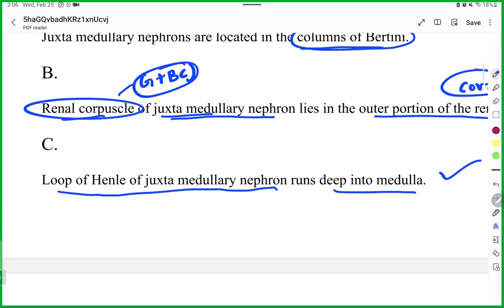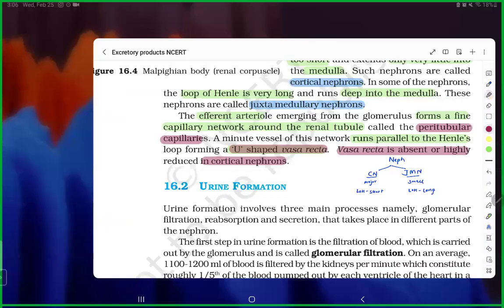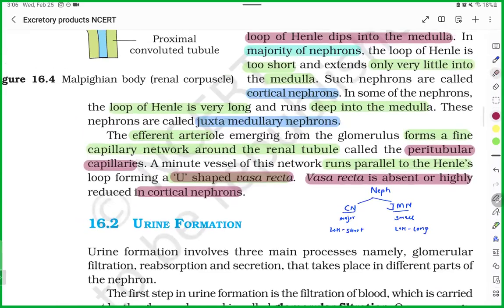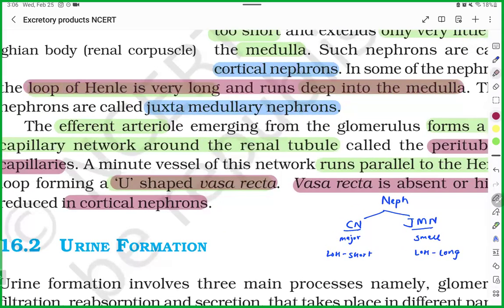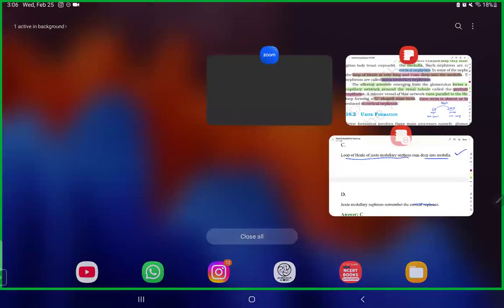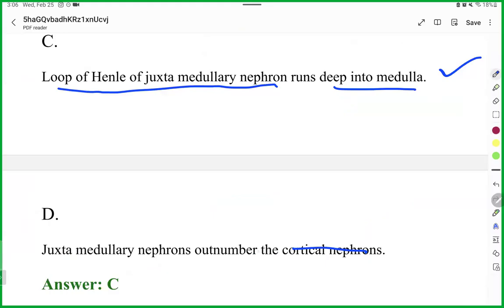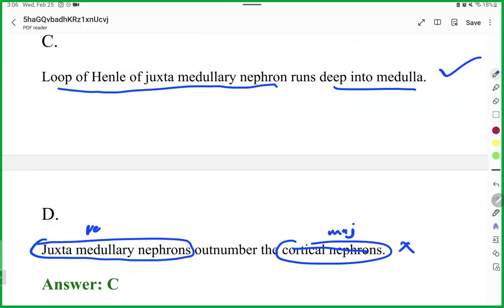Third, loop of Henle of juxtamedullary nephron runs deep into the medulla. Direct NCERT line. See, the loop of Henle is very long and runs deep into the medulla in the case of juxtamedullary nephron. Direct NCERT line. And D, juxtamedullary nephrons outnumber the cortical. No, the majority are cortical, so this is wrong. Juxtamedullary nephrons are very few. Got it?